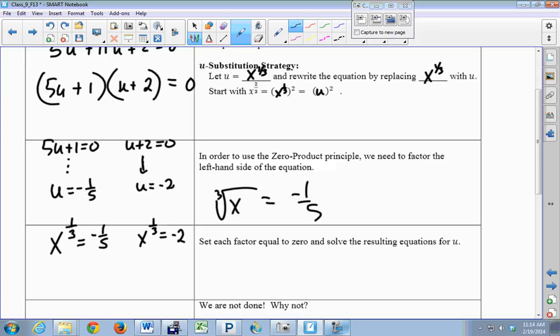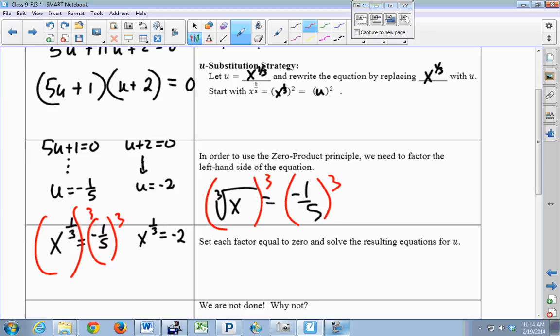And how do you undo it, Dan? You got to cube both sides, right? Okay, so whether you put it in radical notation or you keep it as exponents, when you have a power raised to a power, these two powers are reciprocals. When you multiply 3 times a third, you get 1, which is beautiful because that's what you're after.